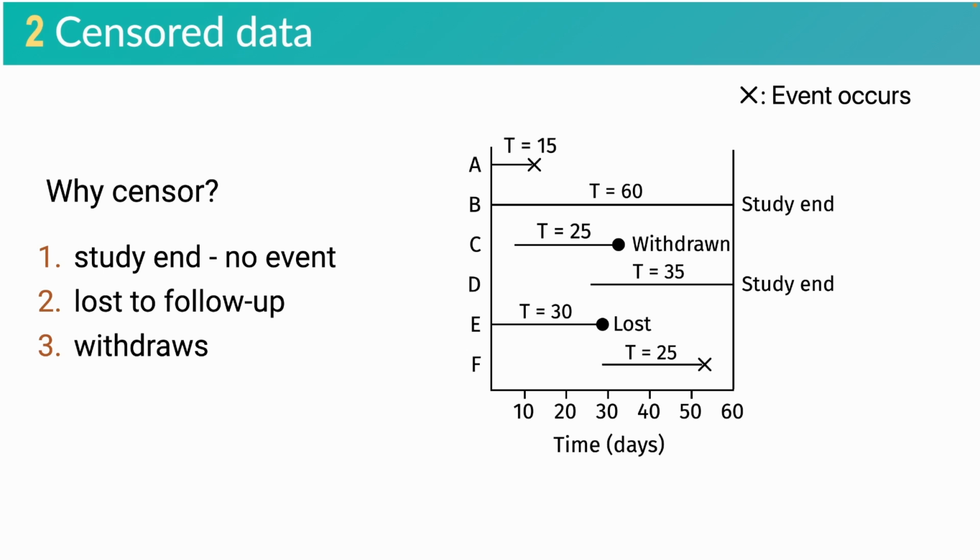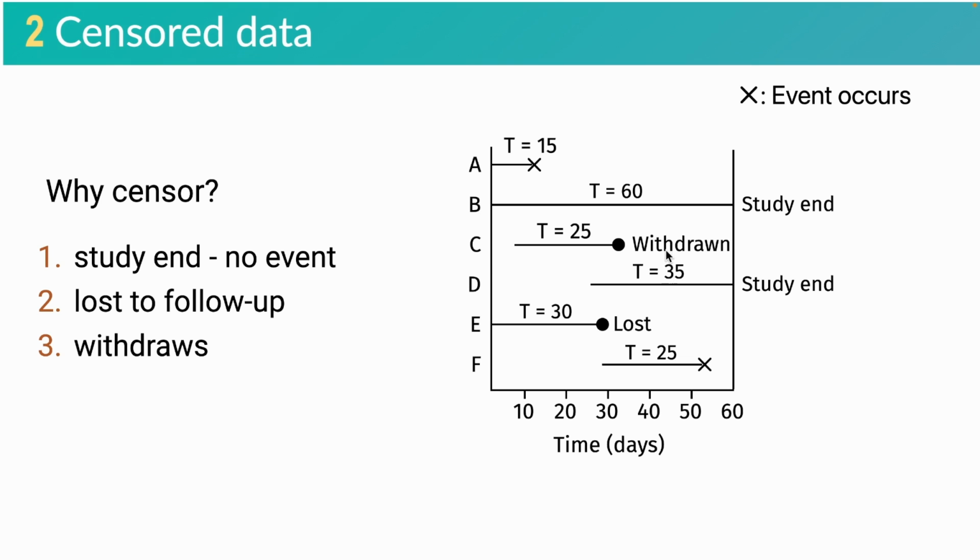Why does censoring occur? Censoring can occur when a person does not experience the event before the study ends. For example, in these cases. Or a person is lost to follow-up during the study period. For example, this case. Another reason for censoring is a person withdrawing from the study because of death, if the death is not the event of interest, or other reasons such as adverse drug reaction.